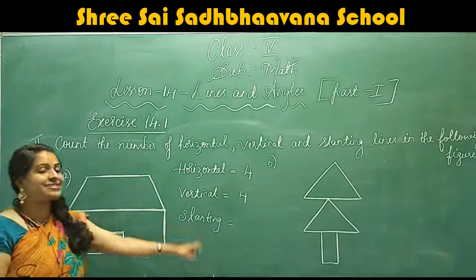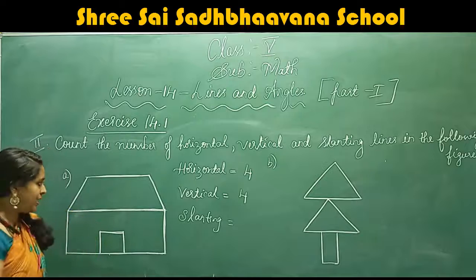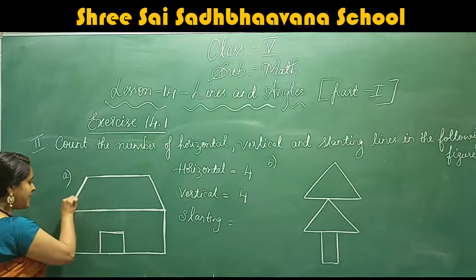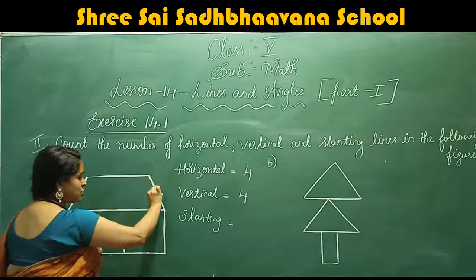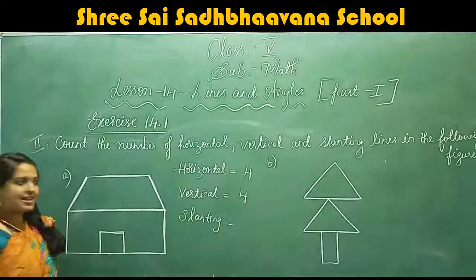Now let us see how many slanting lines there are. Yes, how many slanting lines are there? 1 and 2.